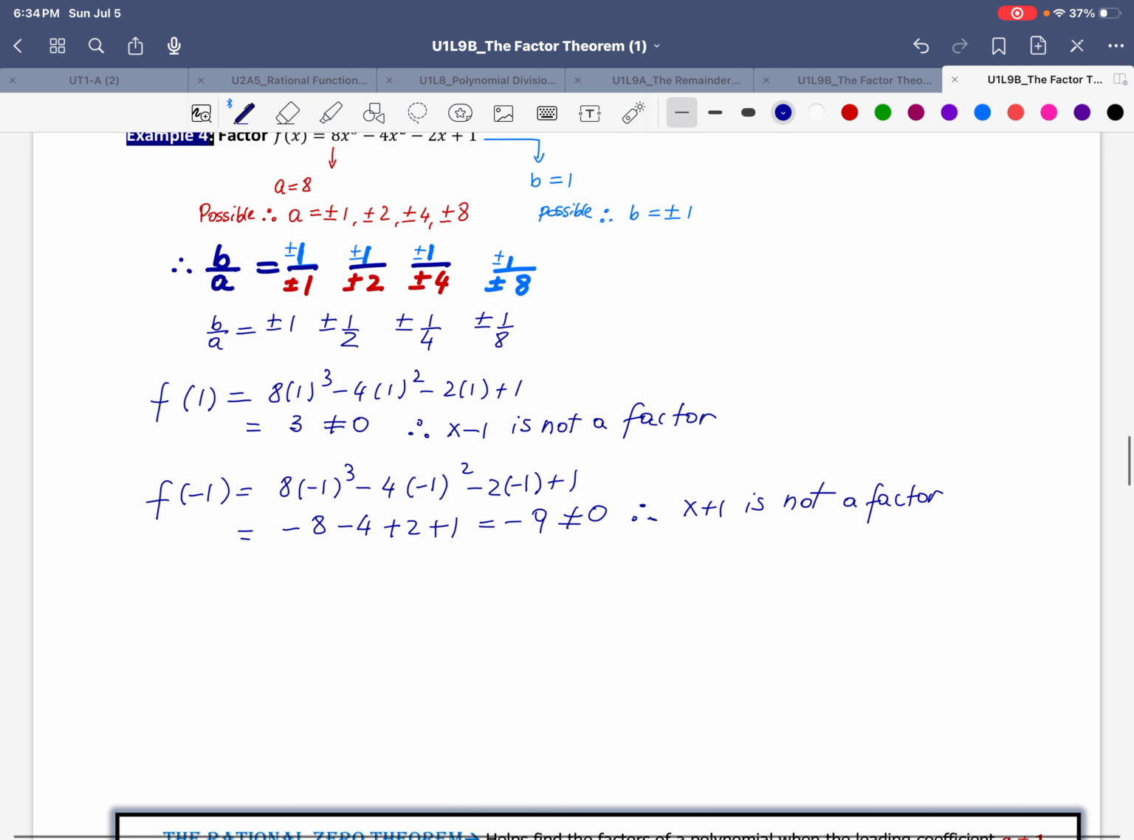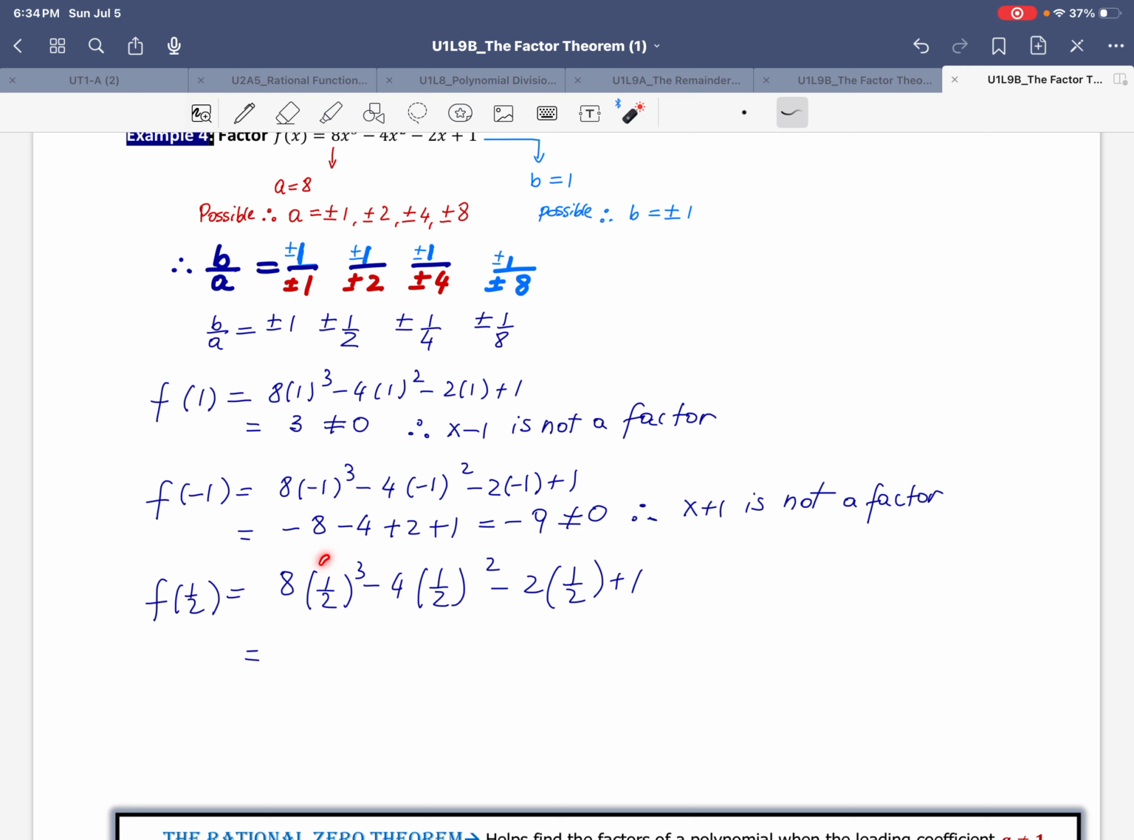Next, we're going to check f of 1 over 2. So we have 8 times 1 over 2 to the power 3 minus 4 times 1 over 2 squared minus 2 times 1 over 2 plus 1. So this would be 1 over 8 times 8, 1. 1 over 4 times negative 4, that's minus 1. 1 over 2 times negative 2, that's negative 1, and then plus 1. That is 0. So therefore, we're going to say that x minus 1 over 2 is a factor.